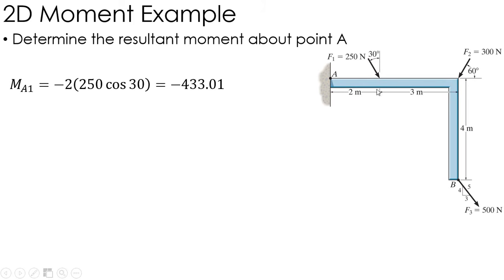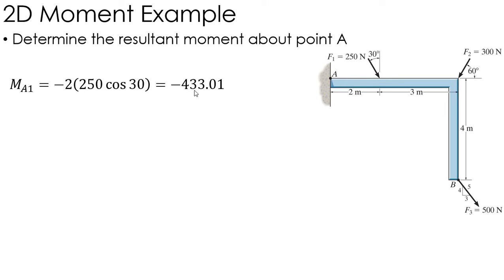Now, this force pushes down, so it creates a moment going in the clockwise direction about point A. So it's a negative moment. And that moment arm is 2 meters away in the negative direction, with the perpendicular component of the force being 250 cosine 30. So that moment is negative 2 times 250 cosine 30. Negative 2 being the moment arm, 250 cosine 30 being the perpendicular component of the force. So the moment of that first force about point A is negative 433 Newton meters.